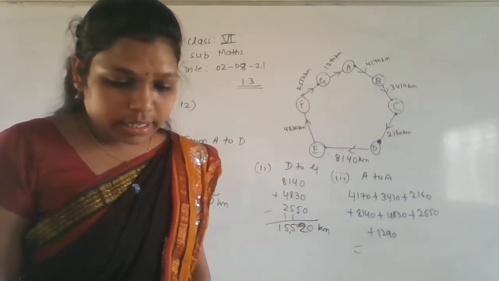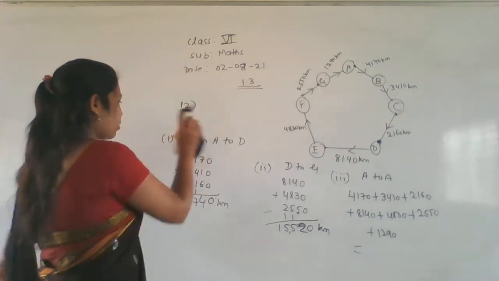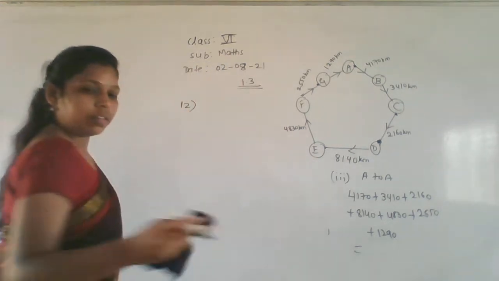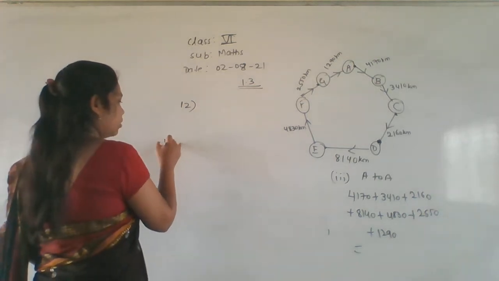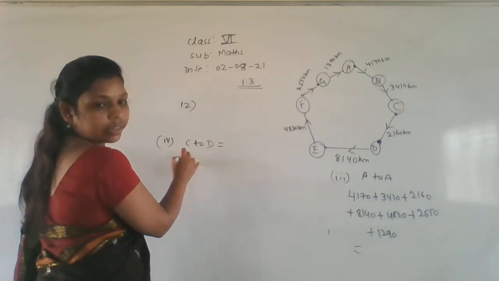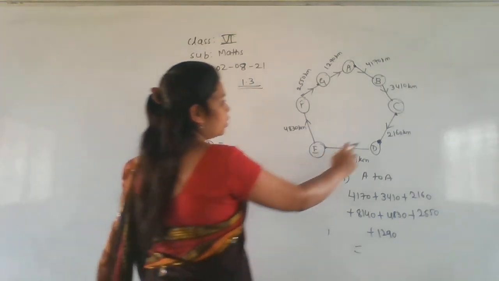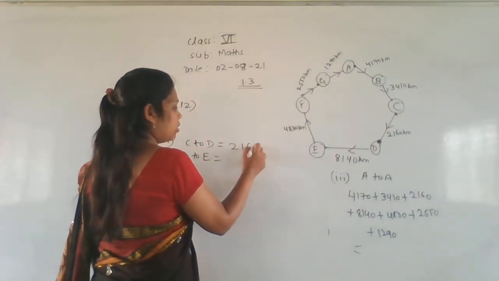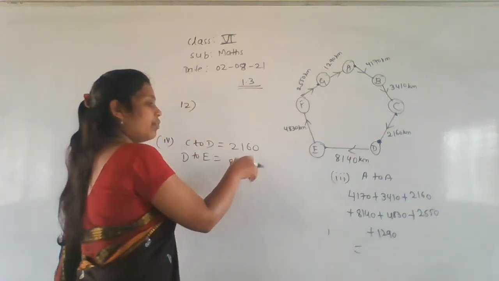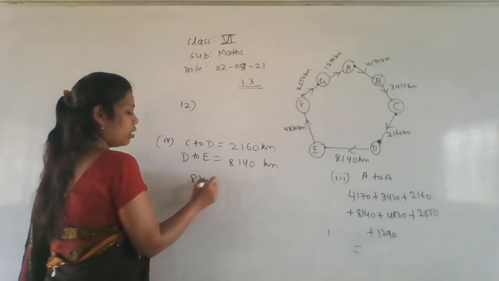Okay. Next, fourth one is find the difference of the distance from C to D and D to E. Fourth one here. C to D is equal to, and here D to E. What is the C to D distance here? C to D is 2,160 and D to E is 8,140. We have to take the difference of these two. Which one is the greater? This. So subtract now.